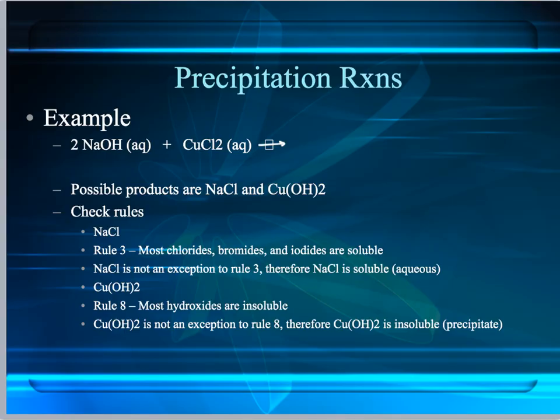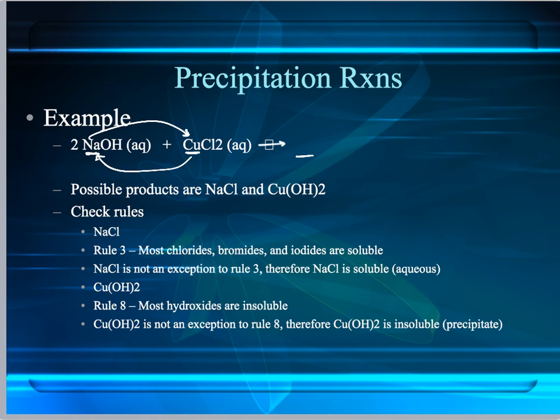Okay, so how do we predict what's going to form? Going back to that example I was using before with the aqueous sodium hydroxide and the aqueous copper 2 chloride, how do I know what's going to form? Well, let's just assume this reaction is going to do something. Since it's a double replacement reaction, I'm just going to swap my metals. I'm going to put the sodium where the copper is, and the copper where the sodium is. And we'll change the formulas a little bit because of the charges on things.